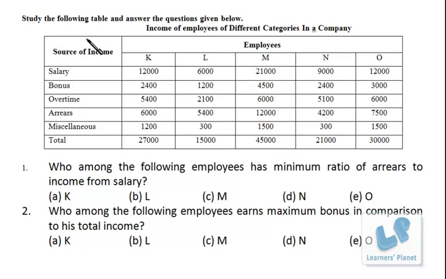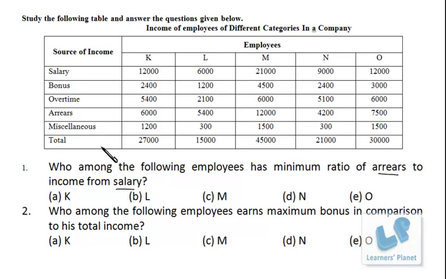Here we are given a table that is income of employees of different categories in a company. There are various types of employees, that is K, L, M and O. Their salary, bonus, overtime, arrears, miscellaneous and total is given in this table. Now let's take up the questions. Who among the following employees has minimum ratio of arrears to income from salary? So for K, income from salary is 12,000 and income of arrears to salary.